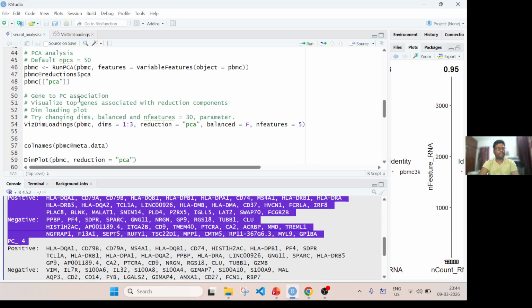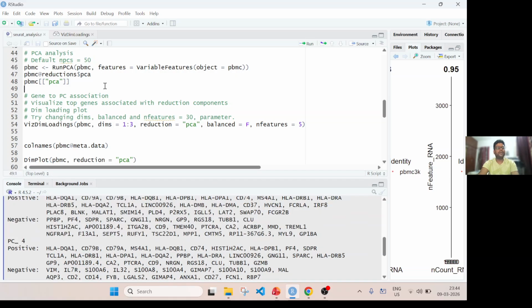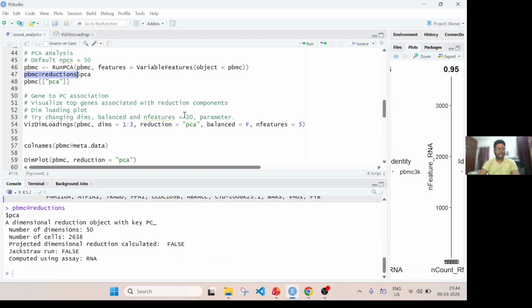And how many principal components did we calculate? By default 50. You can change it to 60 as well. So now we can just check PBMC dot reductions. If you see, initially this was empty, and now it says the total number of cells was this many, the number of dimensions was 50, and some other parameters we did not run.